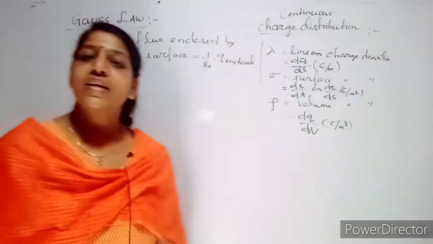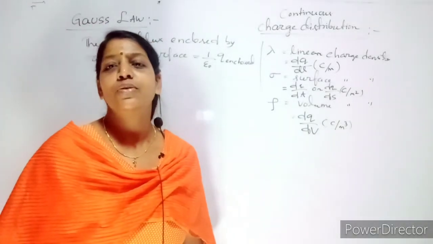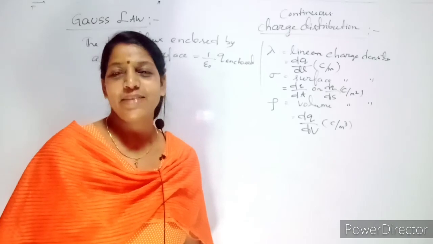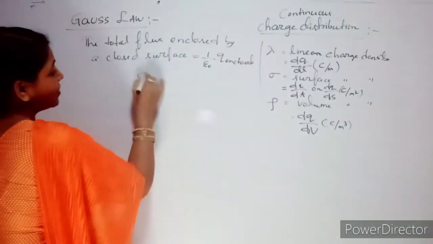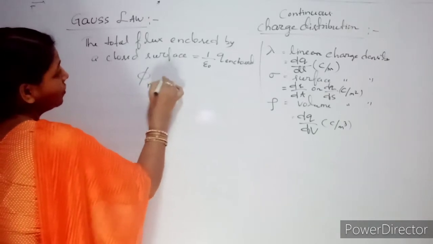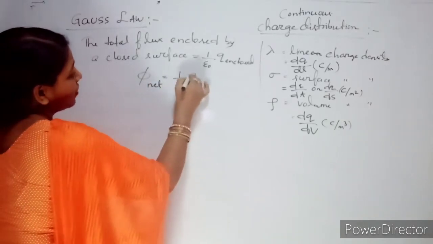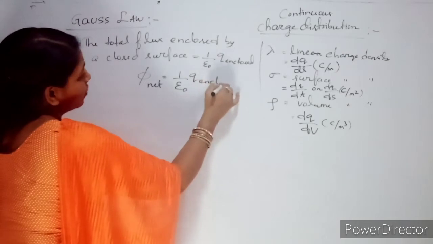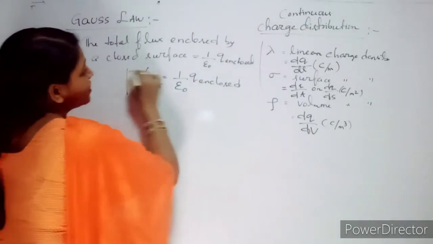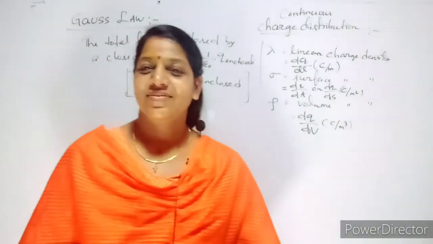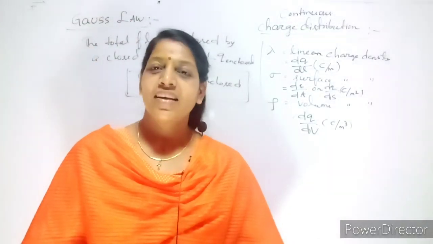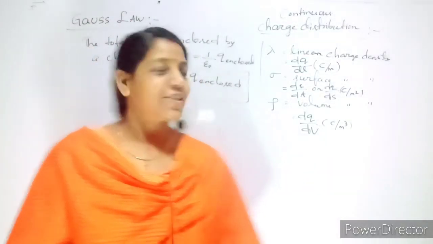The total flux enclosed by a closed surface is equal to 1 by epsilon naught times the charge enclosed. So the total flux phi net equals 1 by epsilon naught times Q enclosed. This is nothing but the statement of Gauss law. Now let us see the small derivation related to it.